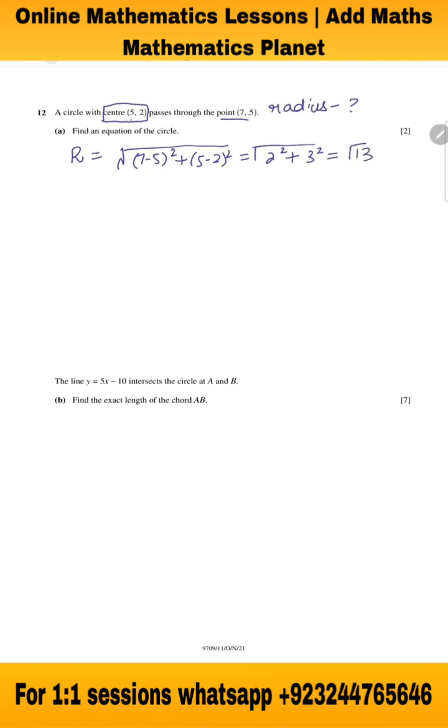A circle with center (5, 2) passes through the point (7, 5). Find an equation of the circle. So we know that we have the center of the circle and the circle passes through one point. Now we need to know the radius of the circle. So how do we find the radius? That is the distance between the center and one point of the circle. So it is going to be (7 - 5) squared plus (5 - 2) squared, which is equal to 2 squared plus 3 squared, which is 4 plus 9, 13. So we get the radius squared of the circle, so we can write the equation of the circle.